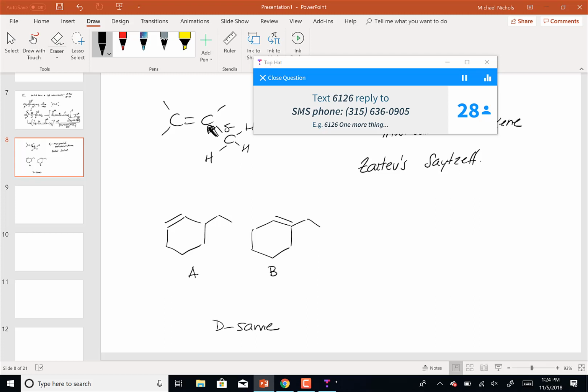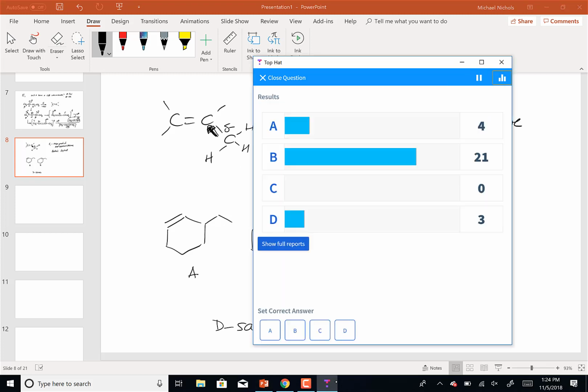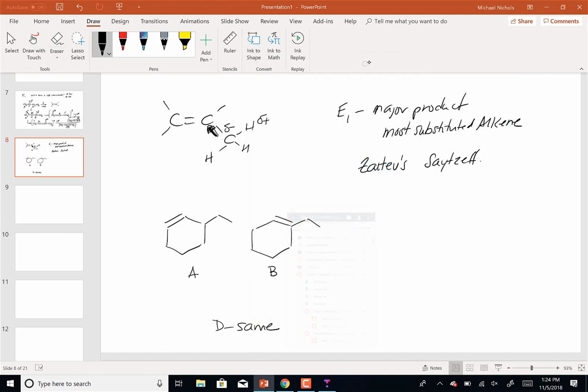All right, everybody answered? Majority, 21, say B. Okay? So if I put in the hydrogens here, A has how many alkyl groups attached to the double bond? It's got this group and this group. So it's got 2. Over here, what do I have? 1, 2, 3. So B's more stable.